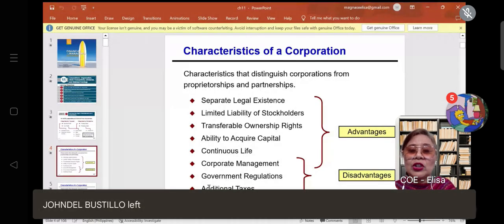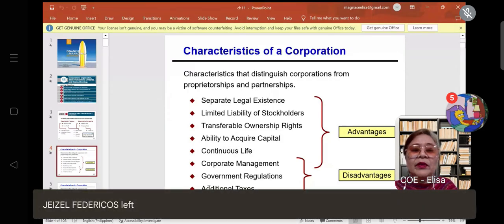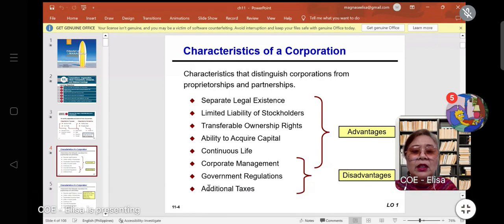For the advantages, it has a separate legal existence. It has a limited liability of stockholders, transferable ownership rights, ability to acquire capital, continuous life, and it has a corporate management. There's a separate legal existence, just like atong it has a separate juridical entity. It is a separate juridical entity na separate from that of the owners.